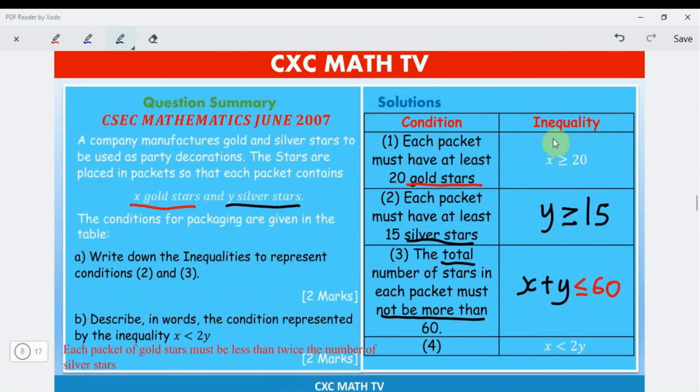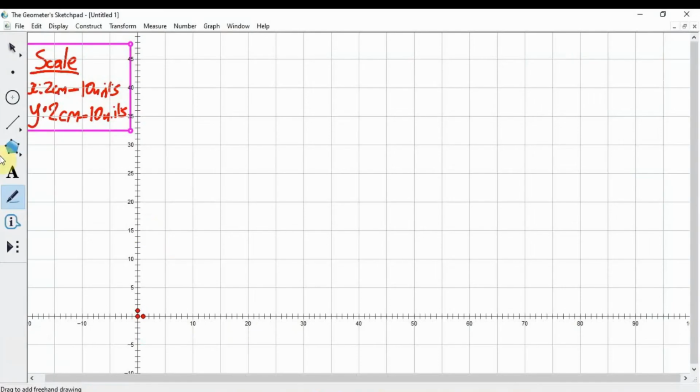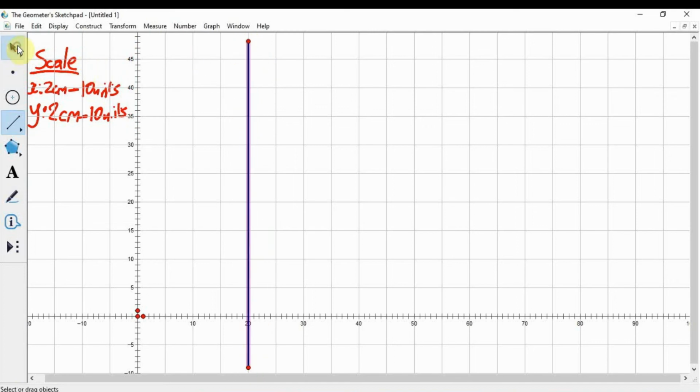The first inequality is x is greater than or equal to 20. This is a vertical line. Always remember, x greater than or equal to is a vertical line. So x greater than or equal to 20. Let's go for that. This is the line x equal to 20.